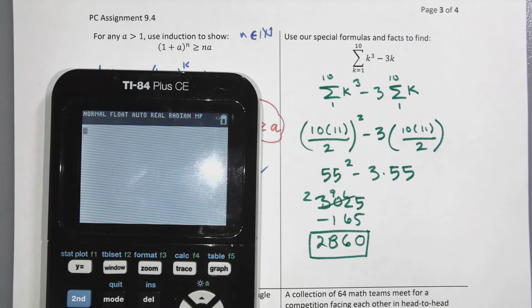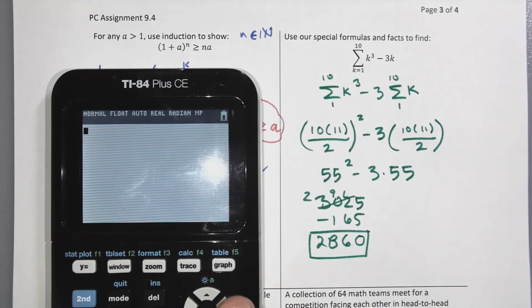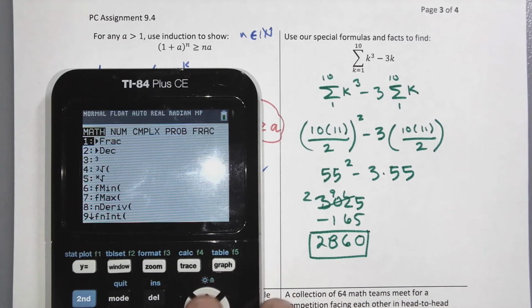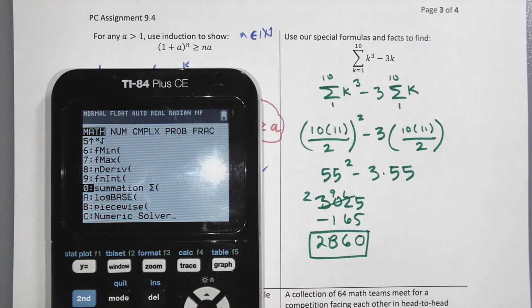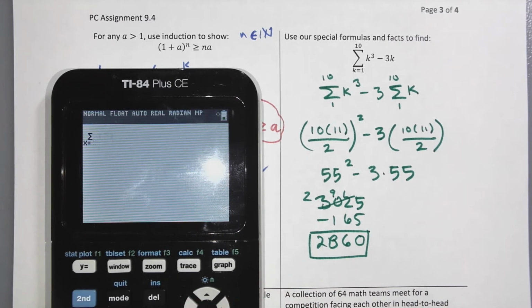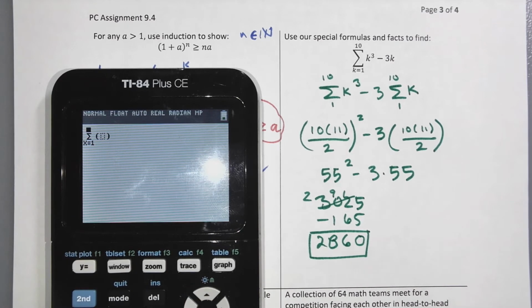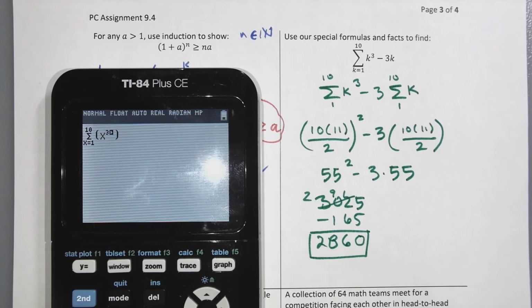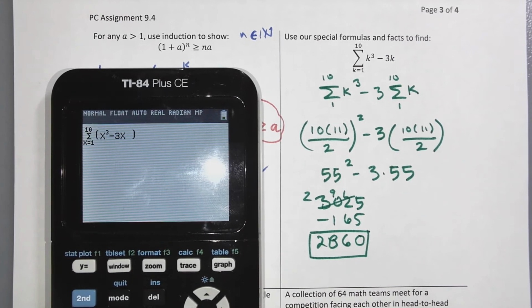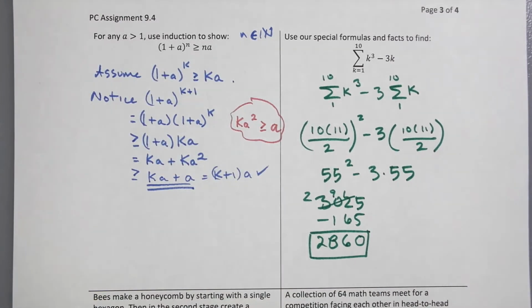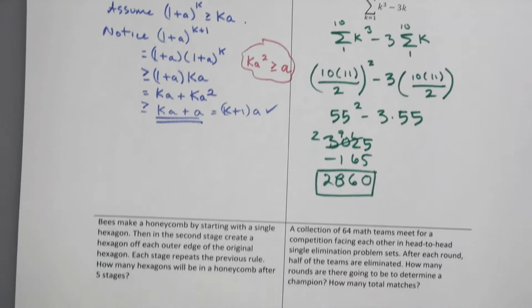So if we clear this out, then we end up getting the math sum, x equals, go to 1 to 10 of the k cubed, and that's minus 3k. So yeah, 2860. Whew. Okay, next couple.